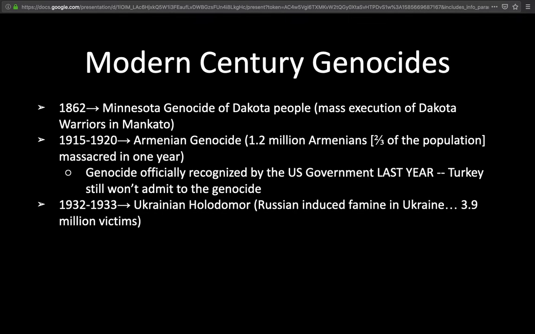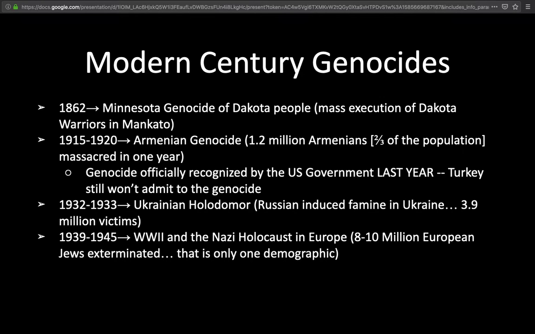From 1932 to 1933, there was the Ukrainian Holodomor, and this was the Russian-induced famine in Ukraine. This one is vastly under-taught. Not a lot of people know about this one in history, but it is one of the higher death counts. 3.9 million victims died predominantly of starvation. And that starvation was induced by the Russian forces who cut off all food supply or stole all food supply from Ukrainian farmers.